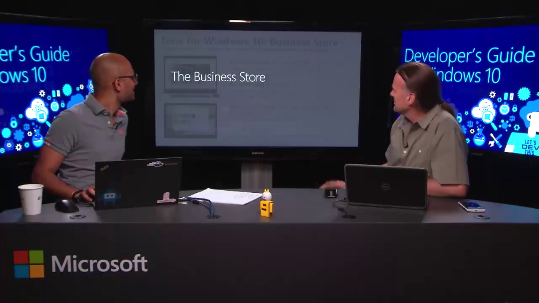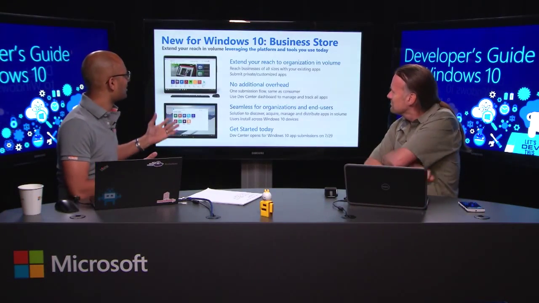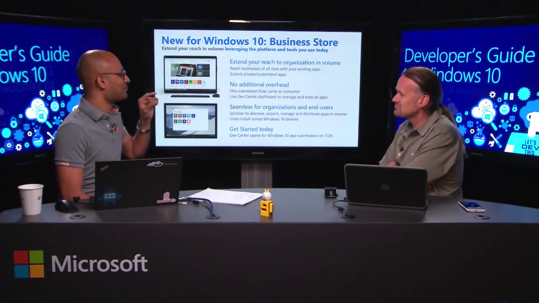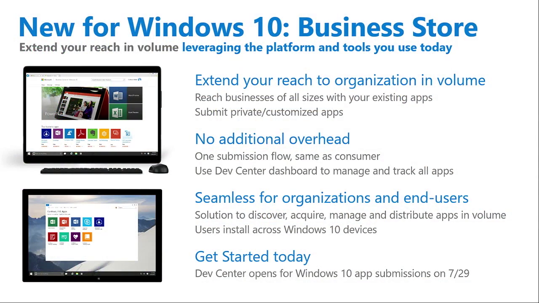So let's have a look. You can see here, when you saw me check that volume licensing button, what was that about? That's basically so we can extend to different organizations. And you can see here that it's got loads of great features, and it allows IT admins to go and buy from the store and then distribute out.